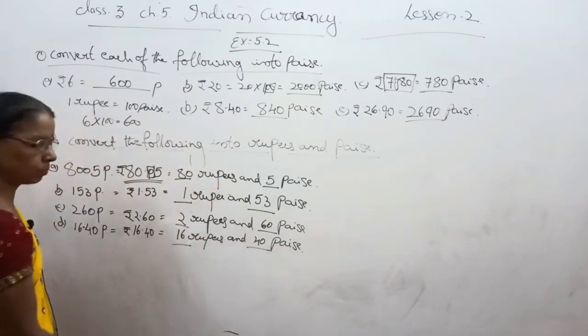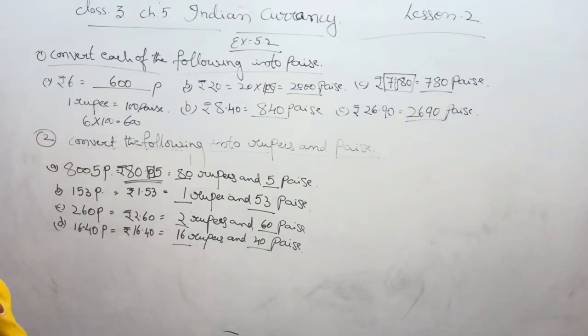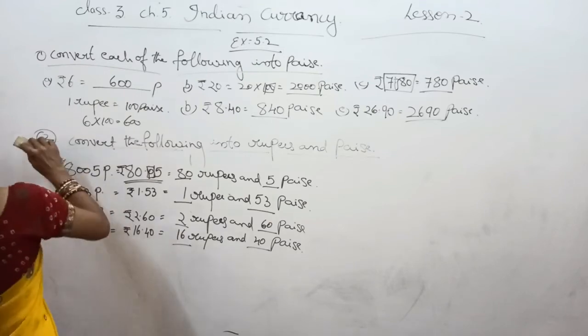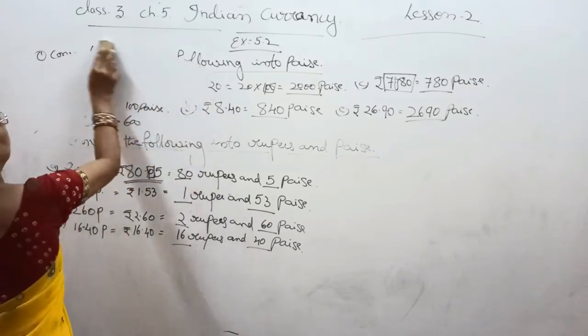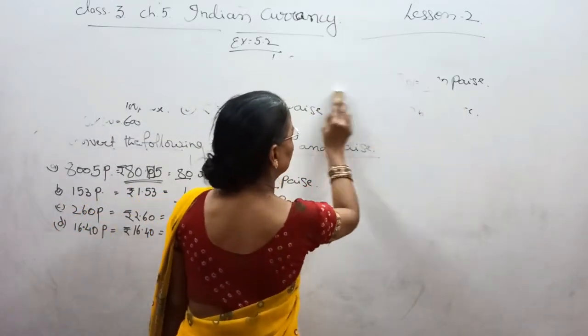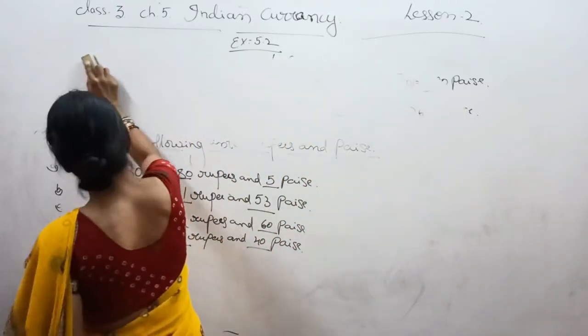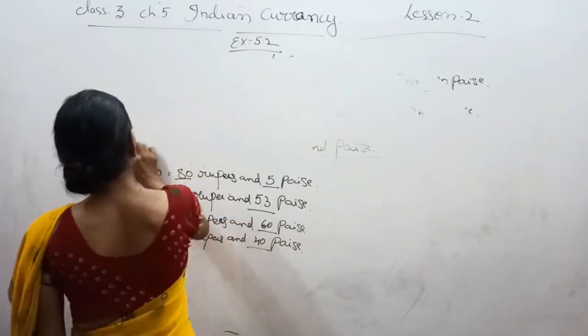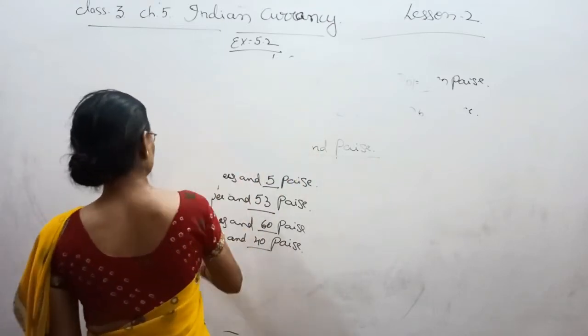The last 2 questions will be left for you, so try them at home. Now we go for addition in money. How can we add money? How can we do the addition in money?